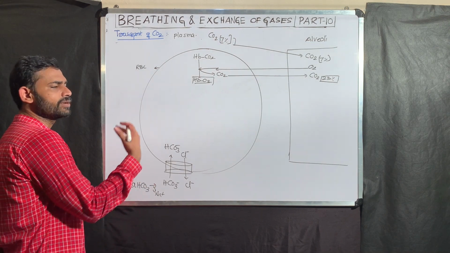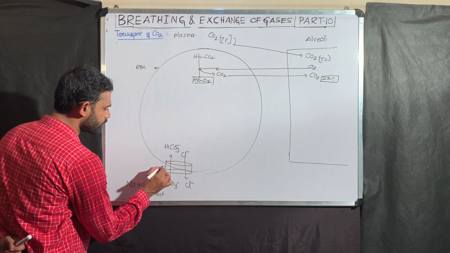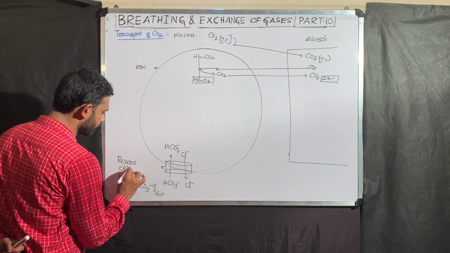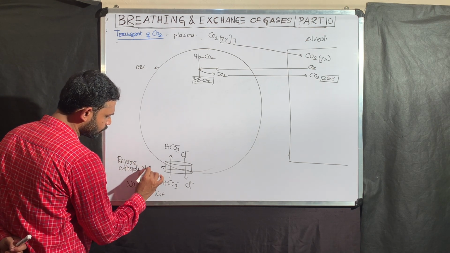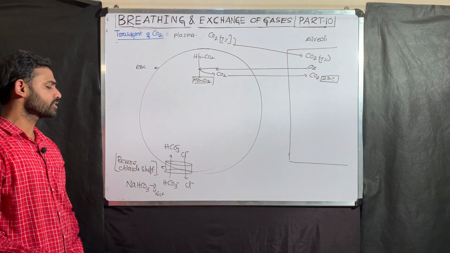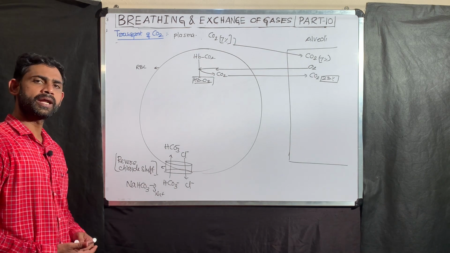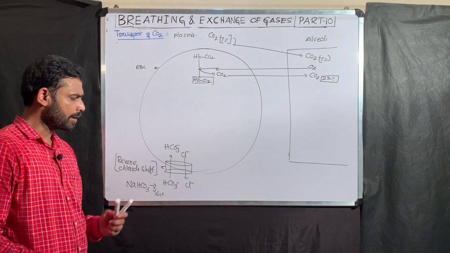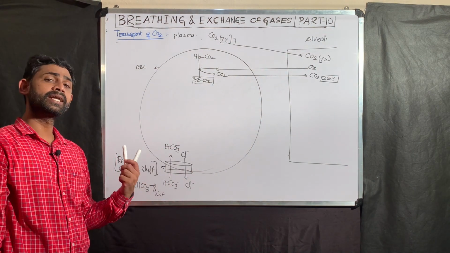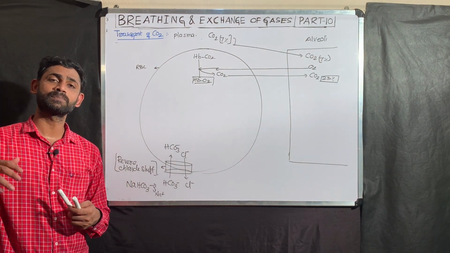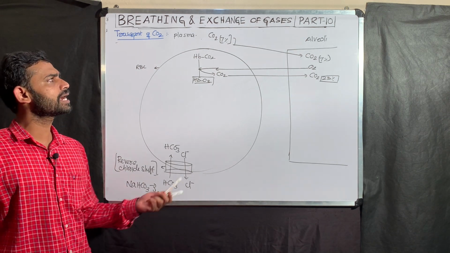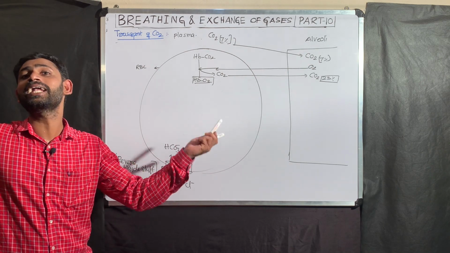This one is the reverse of the chloride shift. This is the reverse chloride shift. What is the importance of the reverse chloride shift? Reverse chloride shift explains the ionic balance of the blood at the alveoli. Chloride shift importance: it explains the ionic balance of the blood at the tissues. Reverse chloride shift occurs at the lungs, that is at the alveoli.